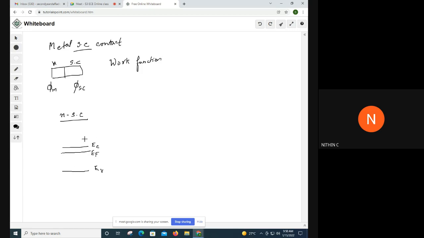And in order to explain the work function, you need to be aware of another energy level called the vacuum energy level. This is the vacuum energy level. Can you hear? Vacuum level.